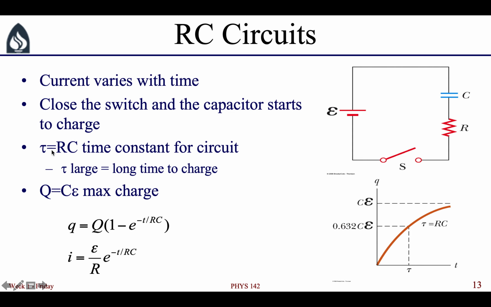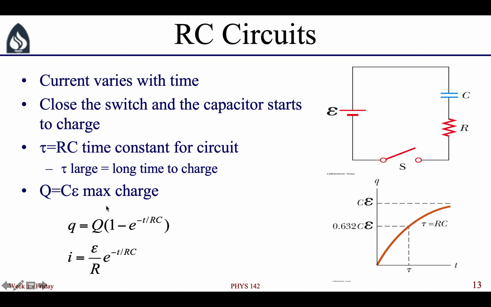So tau is a time constant for the circuit. Tau is equal to the resistance times the capacitance, and if it's large, it takes a long time to charge up the capacitor. So tau tells us how much time it takes to charge up the capacitor to roughly 2/3 of its final value.